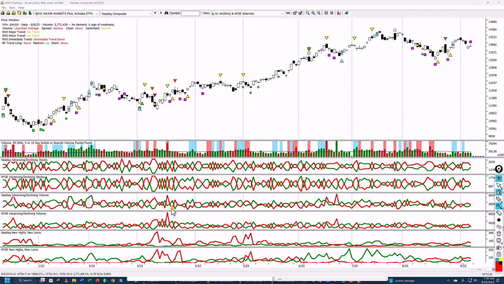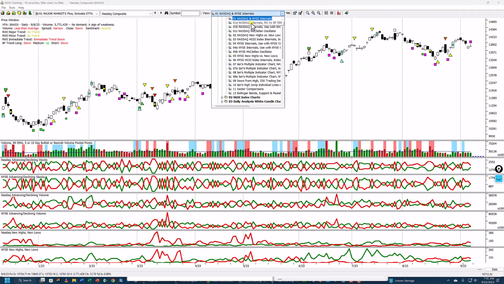Now the next two windows are advancing versus declining volume on the NASDAQ and the NYSE. You can see the declining volume was going down and the advancing volume going up for the NASDAQ and the NYSE. New highs, new lows are the final two windows. On the NASDAQ, the number of new highs is going down, but the number of new lows, you can see the line turned down for both the NASDAQ and the NYSE.